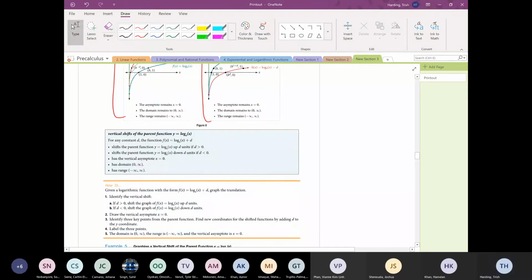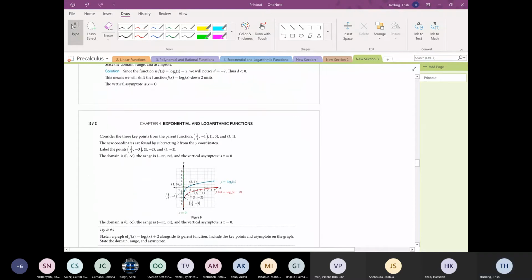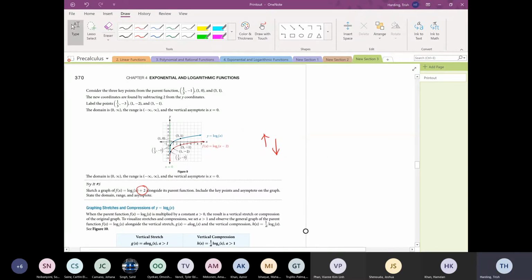So this is similar. Some key differences are the vertical asymptote will stay the same. Notice that the domain and the range will all stay the same, so we're not going to be doing anything to them. The only thing we will be changing are the y coordinates by adding d to them. So this one's relatively easy. You could graph log base 3 of x and subtract 2. As you can imagine, that's going to go down 2. Now, if you have this one, notice it's plus 2, so we'll go up 2. So these ones are simple because they're just on the outside. So I'm going to kind of just avoid graphing them.